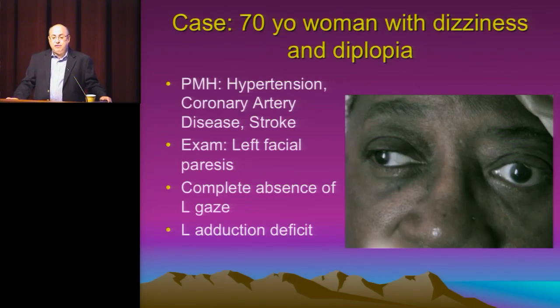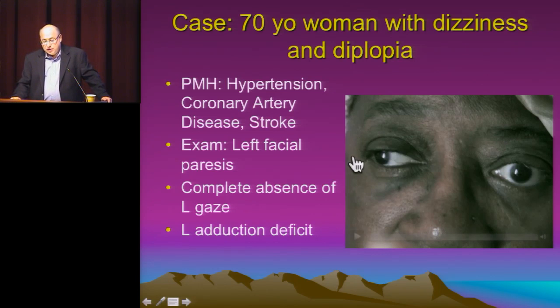Here's a patient, a 70-year-old woman with dizziness and diplopia with a past history of hypertension, coronary artery disease, and prior strokes. And she presents with a left facial paresis, and she can't look to the left at all, okay? She just looks to the right with one eye. Neither eye looks to the left. The right eye looks to the right. The left eye does not. What do we call this? Right. This is the one-and-a-half syndrome, right?